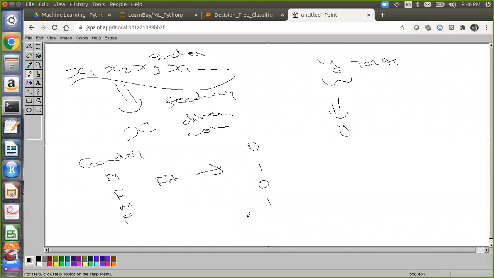Suppose, as we discussed, some 3-4 categories are available. So the time it will be like 0, 1. Can anybody answer: if there are more than 2 categories available, what will happen? One hot encoding. Yes, right.